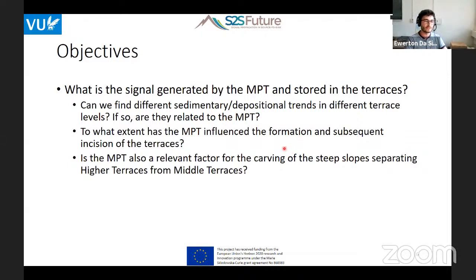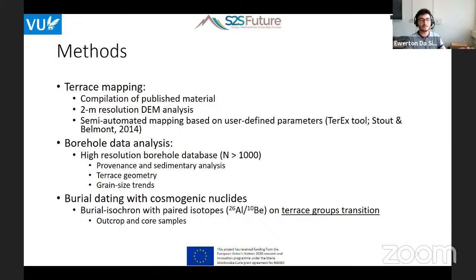And also related to that, we want to understand if the mid-Pleistocene transition has affected not only the formation of the terraces, but also the subsequent incision of the terraces. So in order to answer those questions, we are applying a combination of 3 different methods. First, we're doing the terrace mapping. We are compiling different already published material, making one single map. And for that, we're complementing the results with the analysis of a 2 meters resolution DEM.